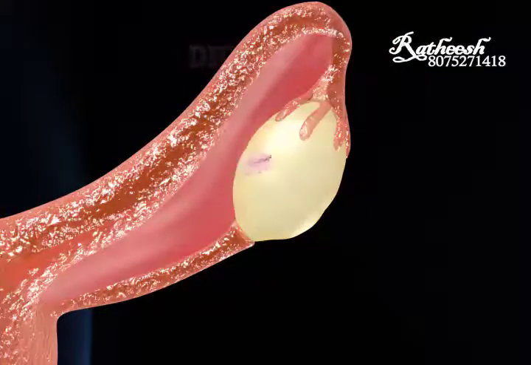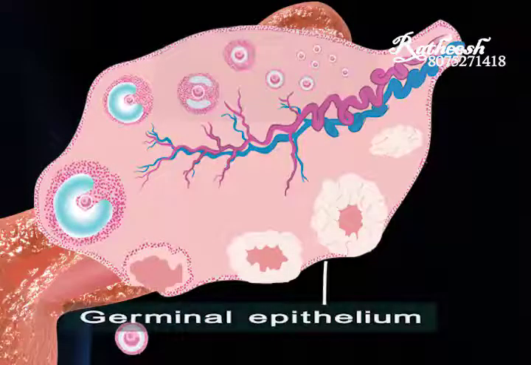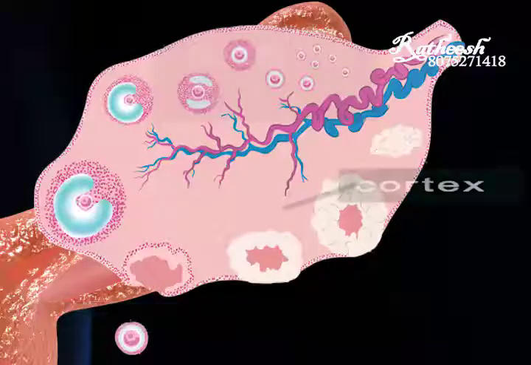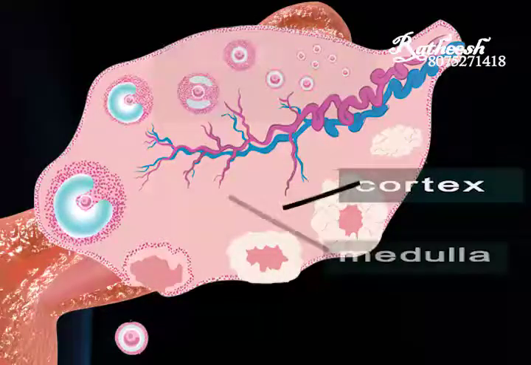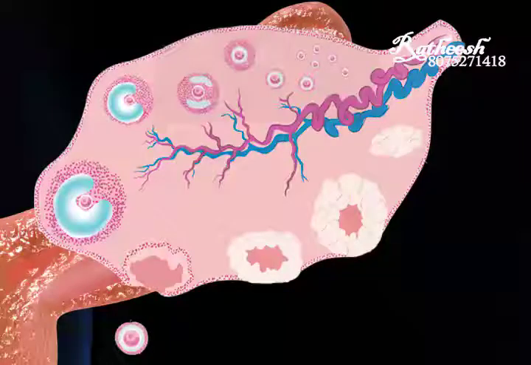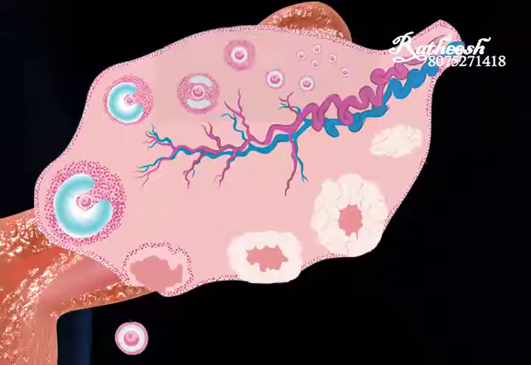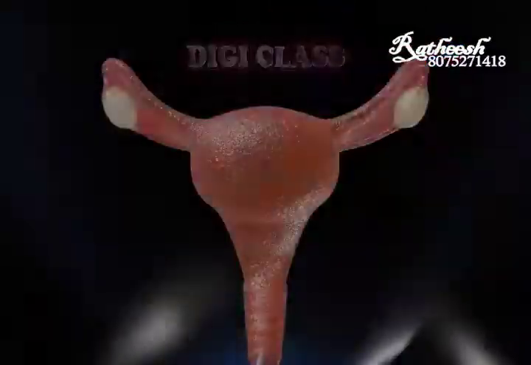It is composed of connective tissue called stroma, covered by a layer of germinal epithelium. Stroma has an outer cortex and an inner medulla. The ovarian cortex contains some rounded bodies named follicles at various stages of development. Each follicle contains an ovum.